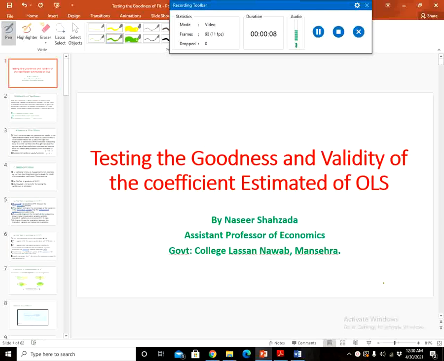Today our topic for the lecture is testing the goodness and validity of the coefficients estimated through ordinary least squares. Before discussing the tests, we discuss what we have done so far. As we know, there are 4 stages of any econometric process.